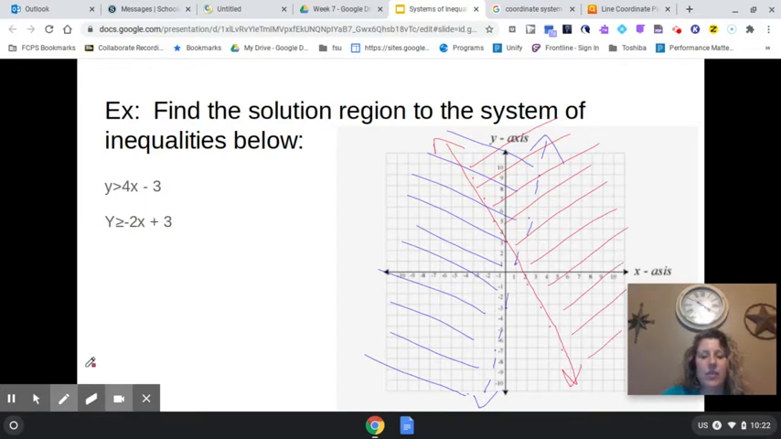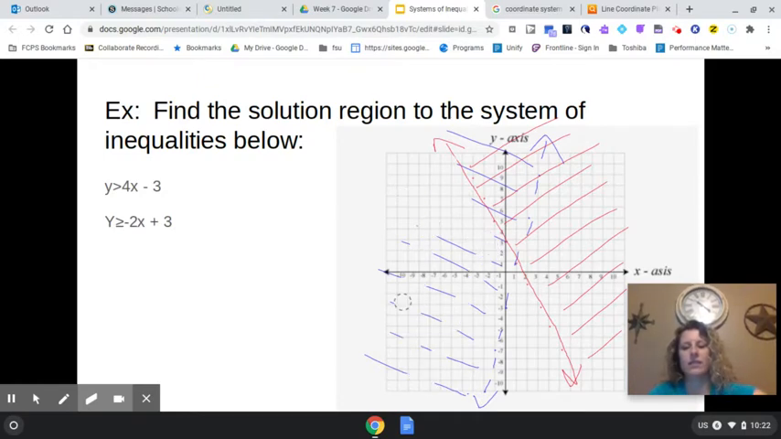Thinking about that solution region being the overlapping shaded regions, I want to see where the red and the blue lines crisscross. I want to also get rid of anything that is shaded only in blue. And likewise, I would want to get rid of anything that's shaded in just red. Those are some big regions, so this might take me just a minute to get all of these single color shadings erased.